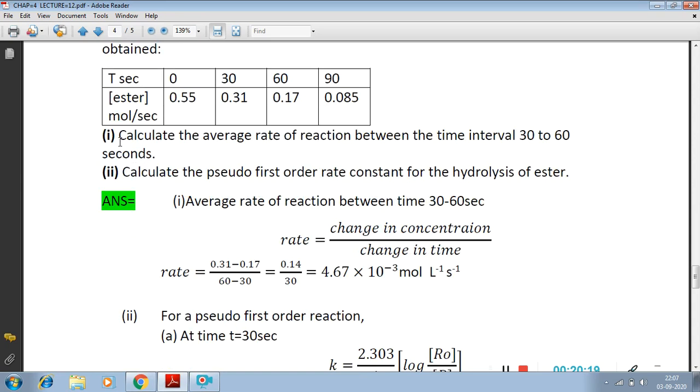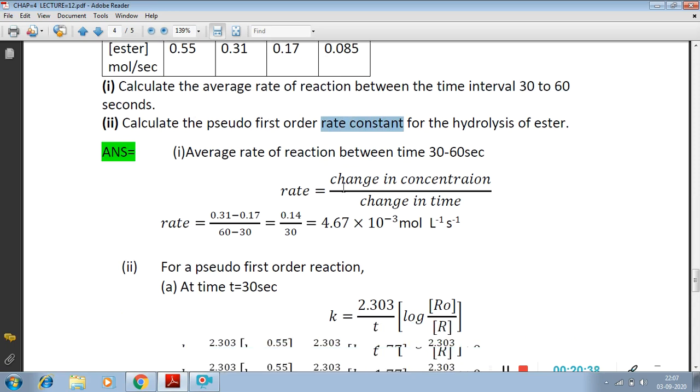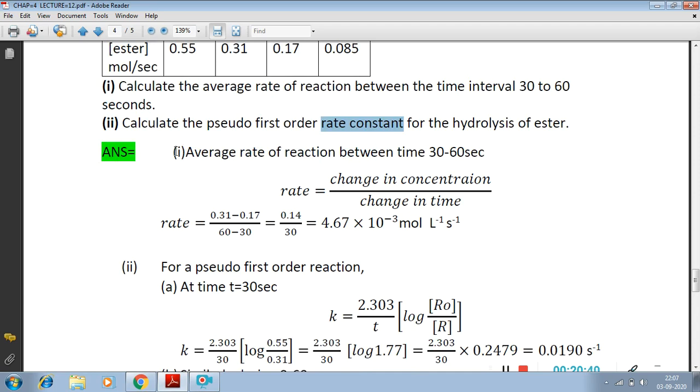Now we have to calculate the rate of reaction in the time interval of 30 to 60 seconds and calculate the rate constant for this reaction. So first, the average rate of reaction between 30 to 60 seconds we are going to calculate.